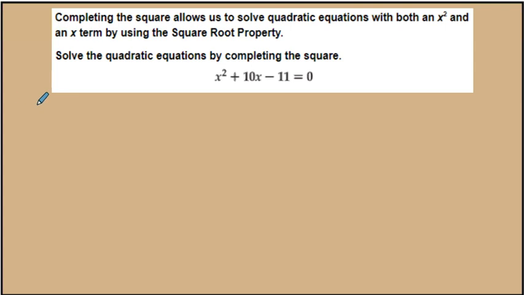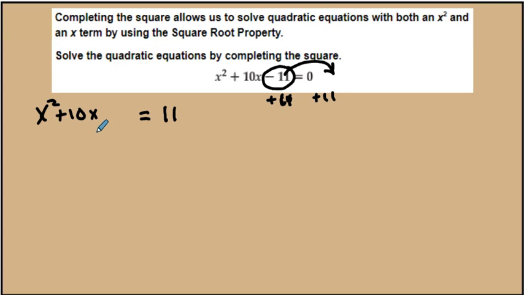The first thing we're going to do is rewrite this equation and move this over to the other side. When I do that, I'm basically adding 11 to both sides. I'm not going to go through every little step, because hopefully at this point you can just grab it, flip it over to the other side, and make it positive. So this is what we have.